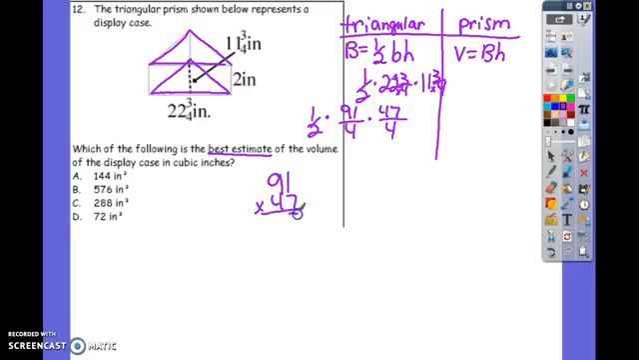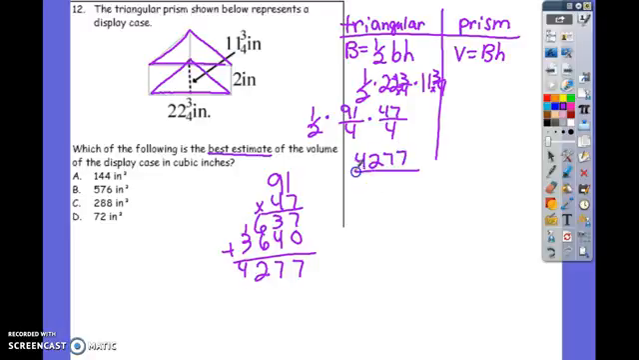7 times 1 is 7. 7 times 3 is 63. 0 placeholder. 4 times 1 is 4. 4 times 3 is 36. Let's add together and we get 7. 3 plus 4 is 7. 6 plus 6 is 12. And 3 plus 1 is 4. So my numerator is 4,277. And my denominator is going to be 2 times 4, which is 8, times 4, which is 32.